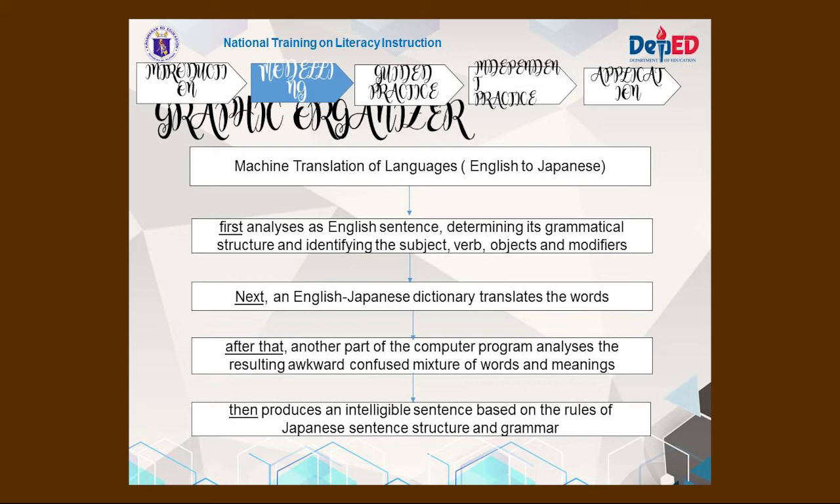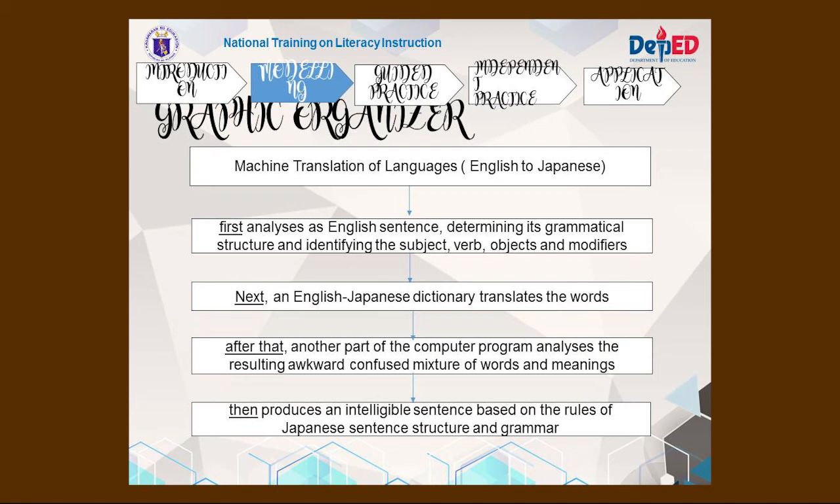First, analyzes an English sentence, determining its grammatical structure and identifying the subject, verb, objects, and modifiers. Next, an English-Japanese dictionary translates the words. After that, another part of the computer program analyzes the resulting awkward, confused mixtures of words and meanings. Then, produces an intelligible sentence based on the rules of Japanese sentence structure and grammar.